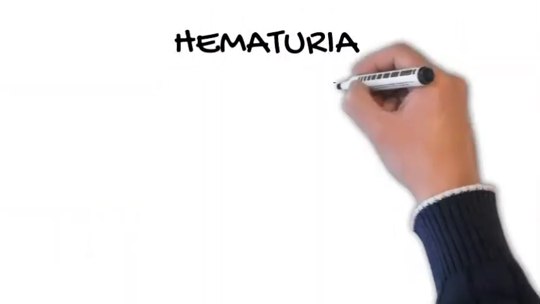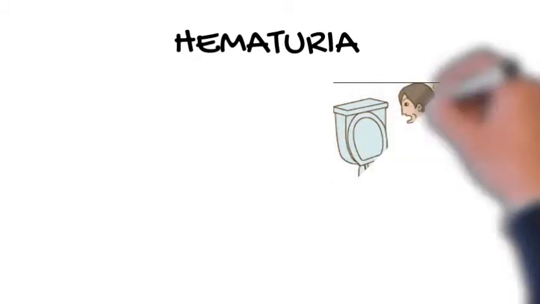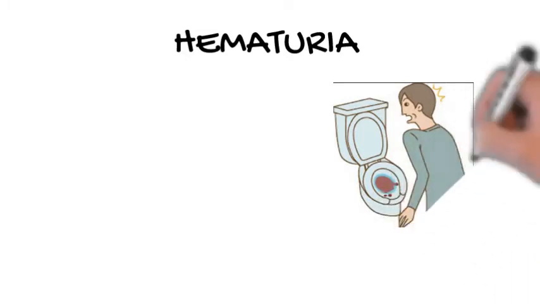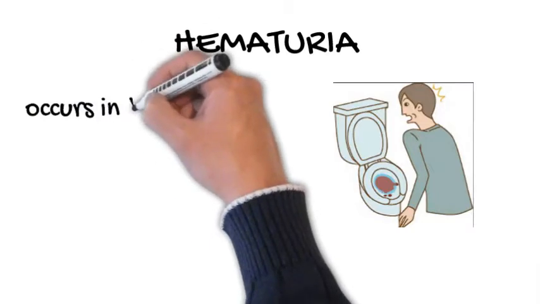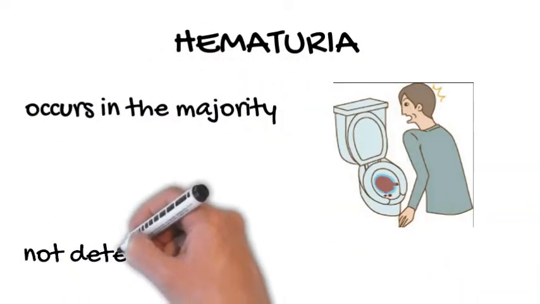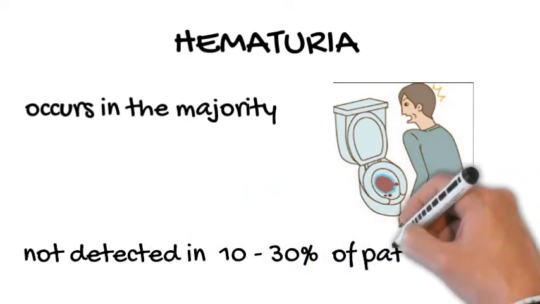Gross or microscopic hematuria occurs in the majority of patients presenting with symptomatic nephrolithiasis. It can also be present in asymptomatic patients. The absence of hematuria in the setting of acute flank pain does not exclude the presence of nephrolithiasis, as hematuria is not detected in 10 to 30% of patients with documented nephrolithiasis.